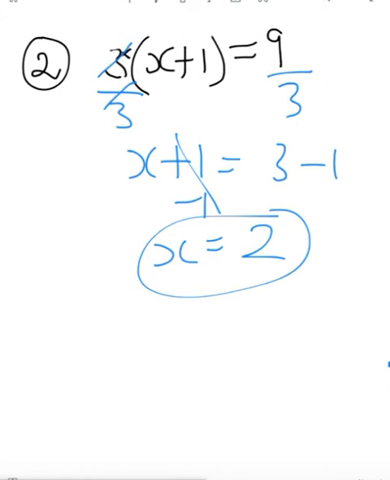Sometimes this won't work as well because just say 9 was 10. If I had 10 divided by 3, it won't give me an even whole number. So just check and see whether this will actually benefit you, if it will be actually quicker. In this case, it was because 3 can divide into 9 evenly. So that's an important trick to remember.